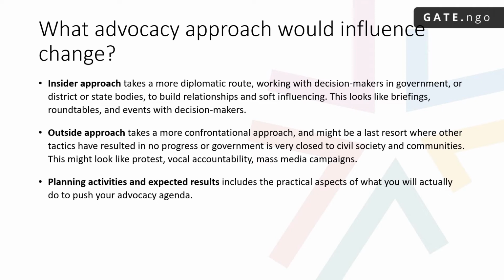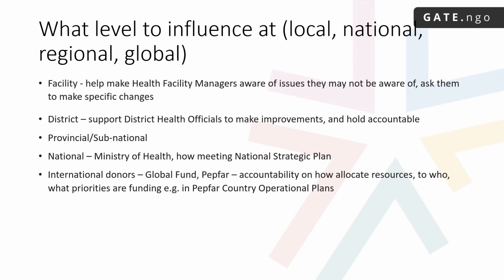Planning activities and expected results includes the practical aspects of what you will actually do to push your advocacy agenda. Consider the level that you want to influence at and where your change needs that decision to be made. Is it at the facility level? You would need to speak to the health facility manager. Is it the district health official who needs to make improvements? Or is the change at the provincial or subnational level?